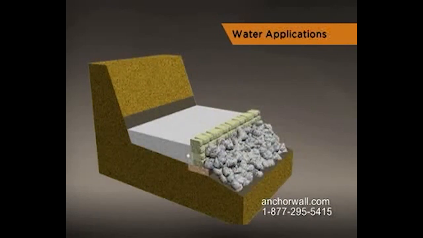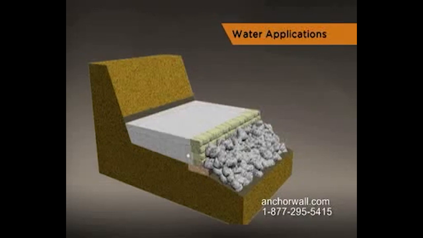Add in riprap specified in the plan in front of the wall to cover the fabric to a height of approximately 18 inches. Build the next course, backfill, and compact.